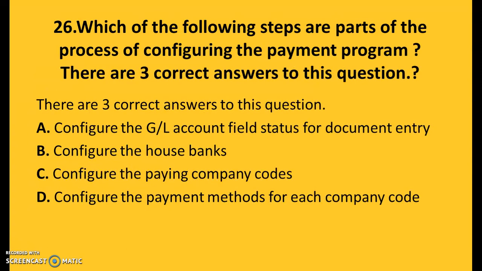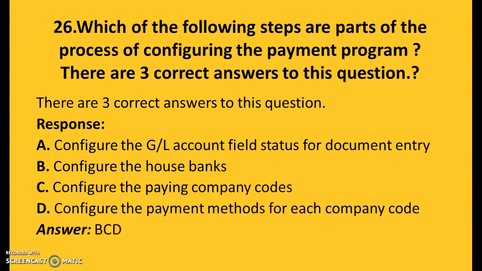Which of the following steps are part of the process of configuring the payment program? There are three correct answers for this question, so we need to answer all three. You can put down all three right answers on the paper. A, configure the GL account field status for document entry. B, configure the house banks. C, configure the paying company codes. D, configure the payment methods for each company code. Hope you have already put down the answers now.